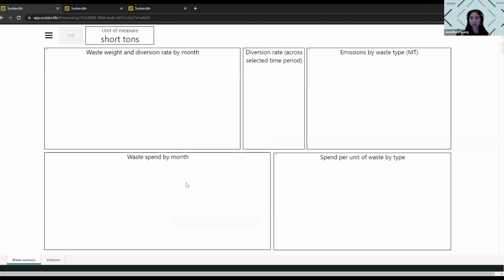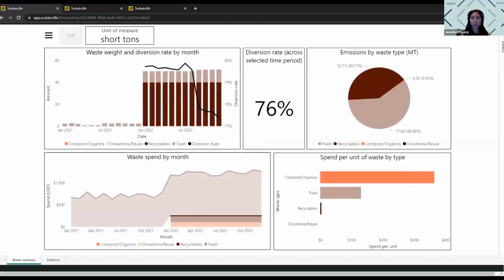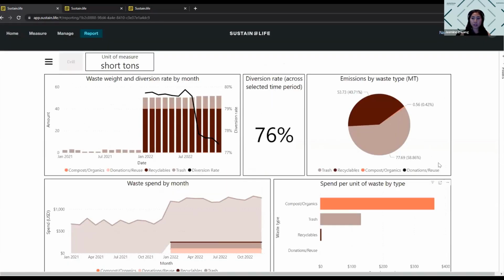Here, you'll be able to track trends over time. You can narrow in on specific date ranges or specific locations. And then you'll also be able to track high-level metrics, such as your total diversion rate. So how much are you diverting from the landfill? And how is that changing over time? You can view your spend over time, as well as your total emissions and spend by type. And this way, you can identify those trends and those hotspots in more granular insights to inform your next steps.